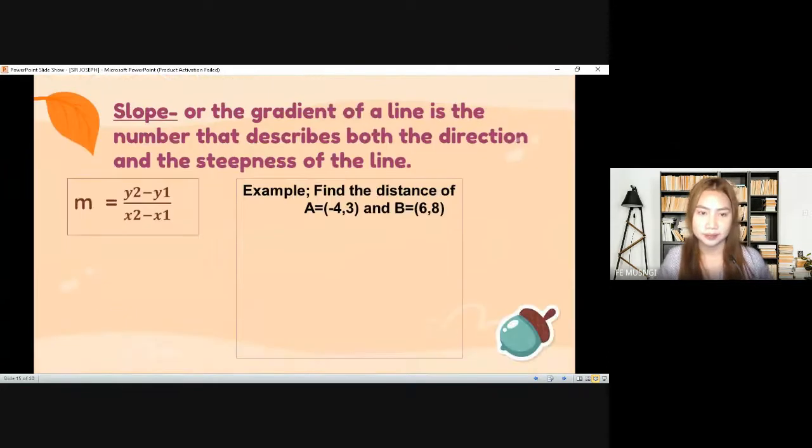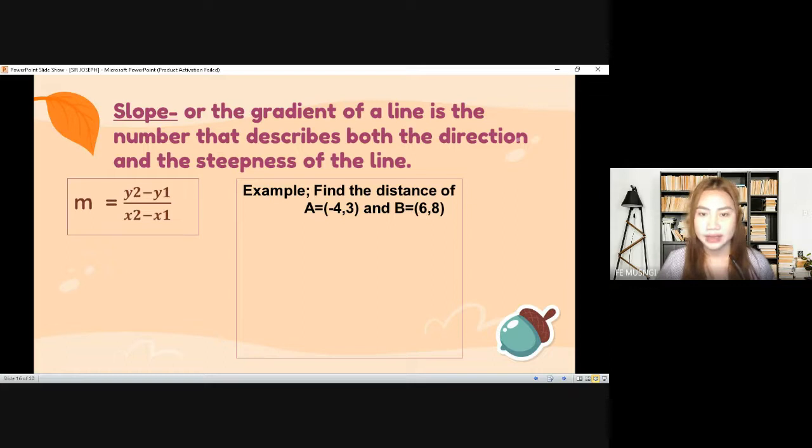Next, for the slope, it is also called the gradient of a line. It is a number that describes both the direction and the steepness of the line. Pag sinabing steepness, kung gaano daw katarik yung line. So, the formula is M is equal to y sub 2 minus y sub 1 over x sub 2 minus x sub 1.